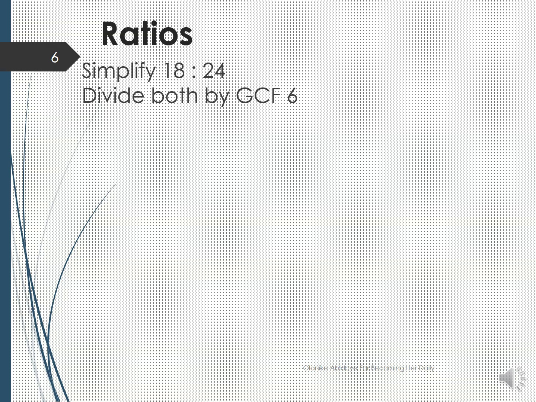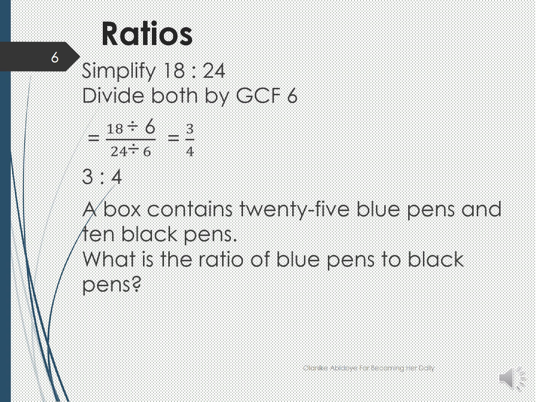How many 6 in 18? That's 3. How many 6 in 24? That's 4. And the answer will be 3 over 4, which will just be 3 ratio 4. So we just change this to 3 ratio 4, and that will be our answer.